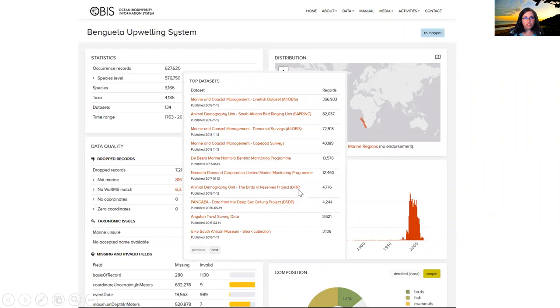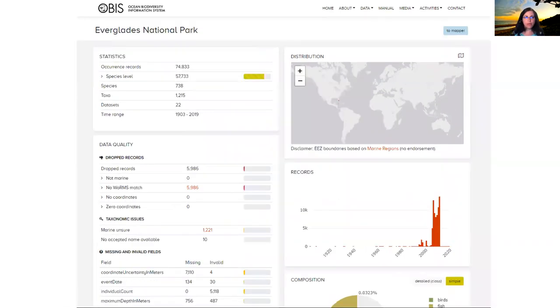And here are all those different data sets that we can see from this system. These are the top 10 data sets providing the most observations in this area. We can look at marine world heritage sites. So this is the Everglades National Park, and we see that we similarly have almost 75,000 occurrence records coming from 22 different data sets. And we're able to look at this system because all of those 22 data sets are using Darwin Core.